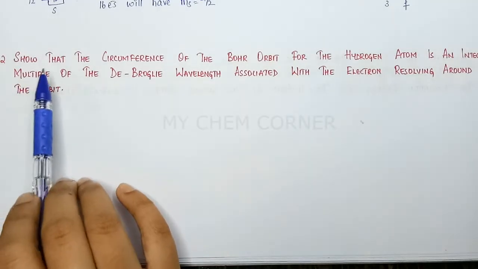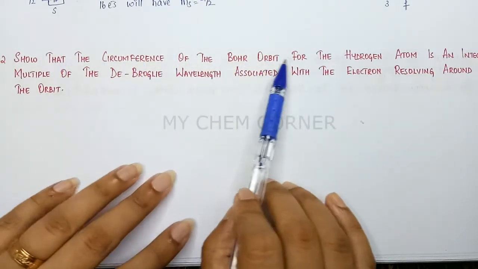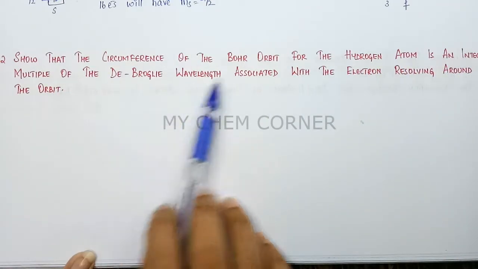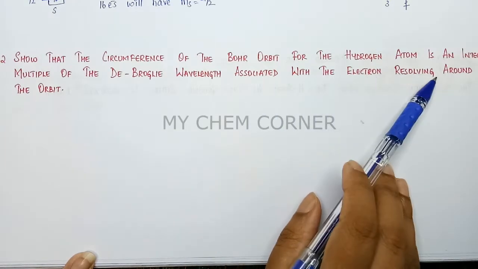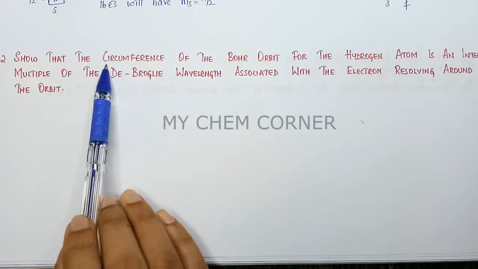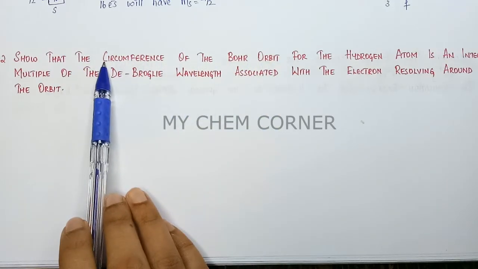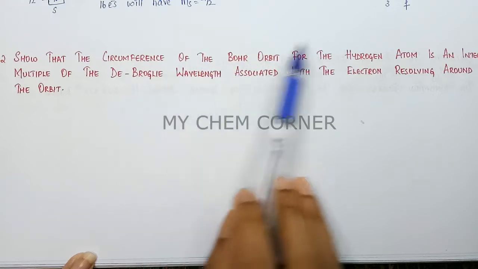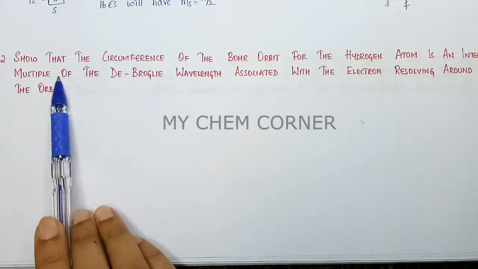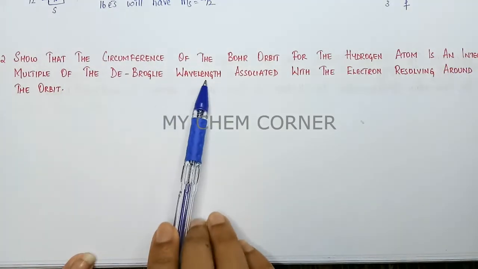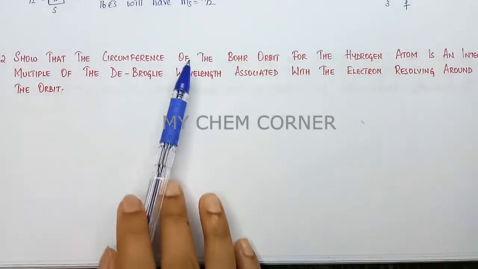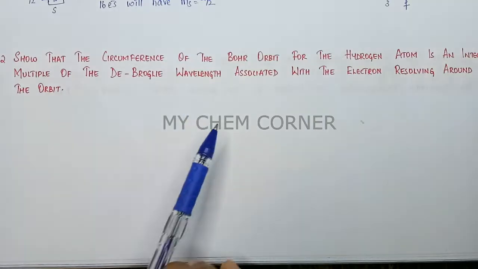Next question is 2.32. Show that the circumference of the Bohr orbit for hydrogen atom is an integral multiple of de Broglie's wavelength associated with the electron revolving around the orbit. So here what they're trying to say is, when you take the circumference of the Bohr's orbit of a hydrogen atom, that has to be an integral multiple of de Broglie's wavelength associated with the electron that is there around the orbit. So here, since both of these are asked, we'll solve one by one.